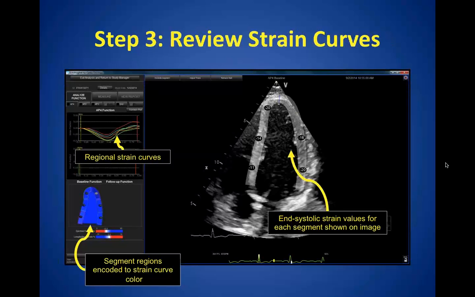So step 3 is to review the strain curves and to make sure that the strain curves are appropriate. It's divided up here into 6 color-coded segments, and then the regional strain on each of those segments lays on the left ventricle. And these are the end-systolic strain values for this particular image.